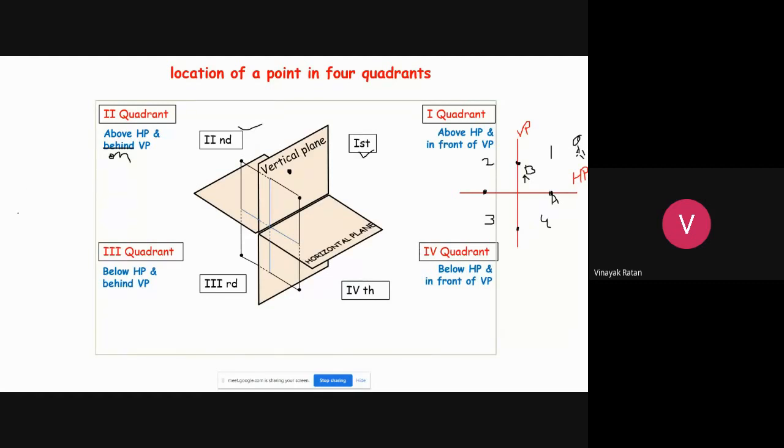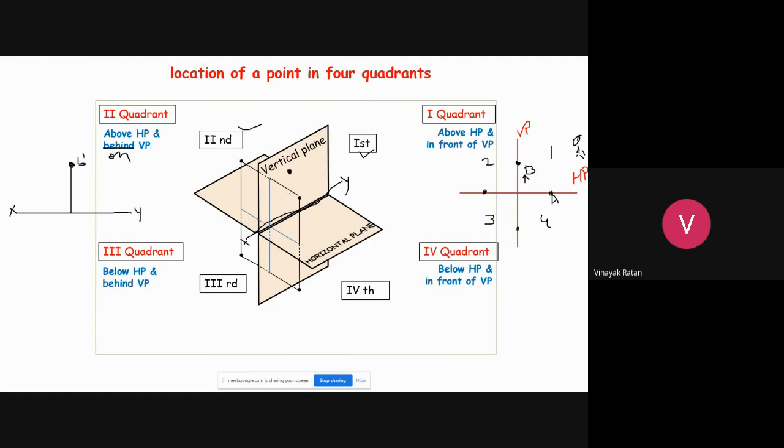Let me draw the views of it. So let me draw the reference line X and Y. So where is the front view? Is it above XY line? So this is your XY line. Is it above XY line? So it is above XY line, denoted by B dash.